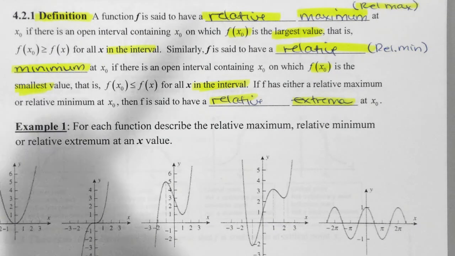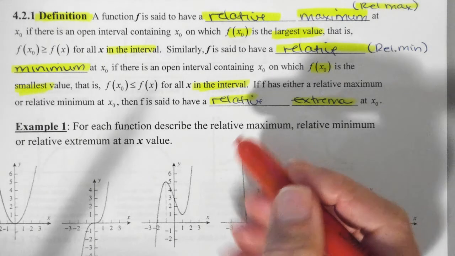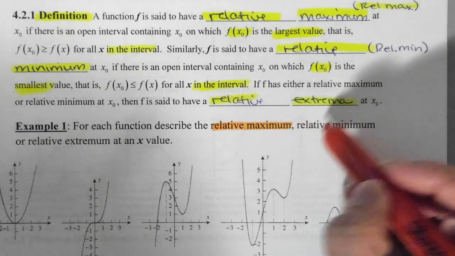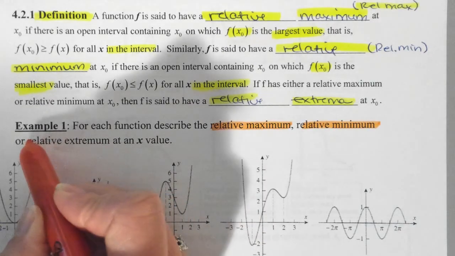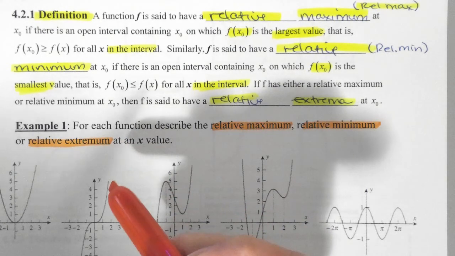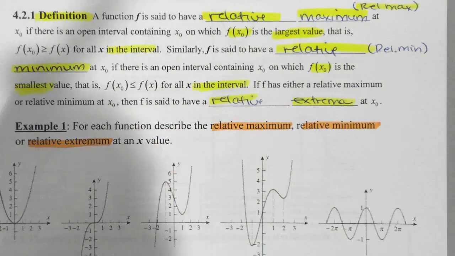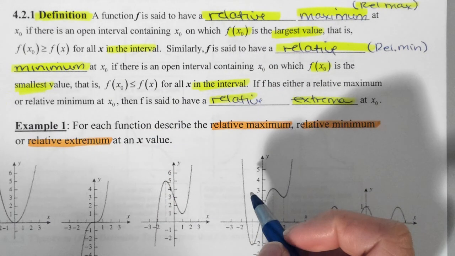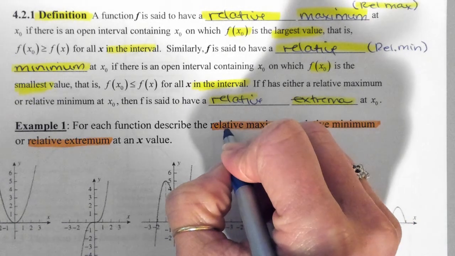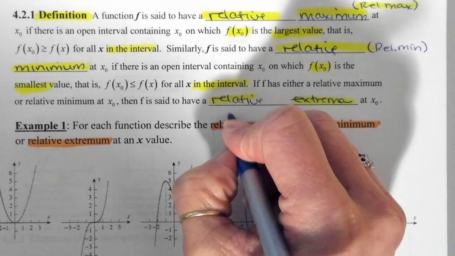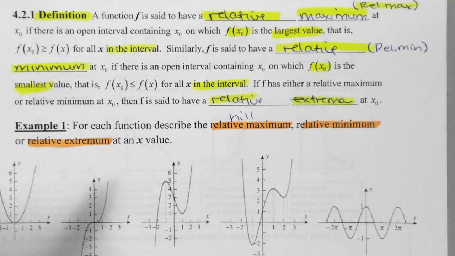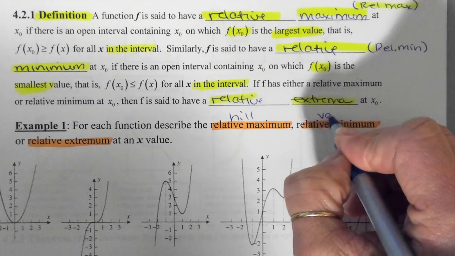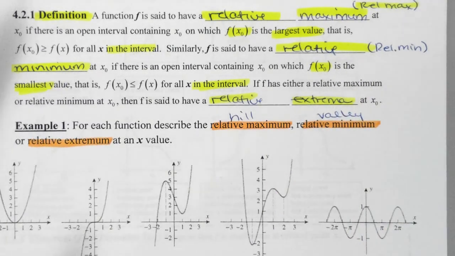Bless you. All right, so in this example, what we want to do is describe the relative maximum, relative minimum, or any relative extremum, meaning either max or min, at a given x value. And really what we're looking for is if we have a relative max, this would be like a hill, and our minimum would be like a valley.